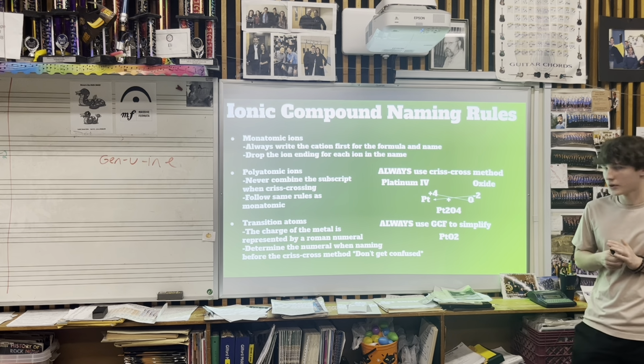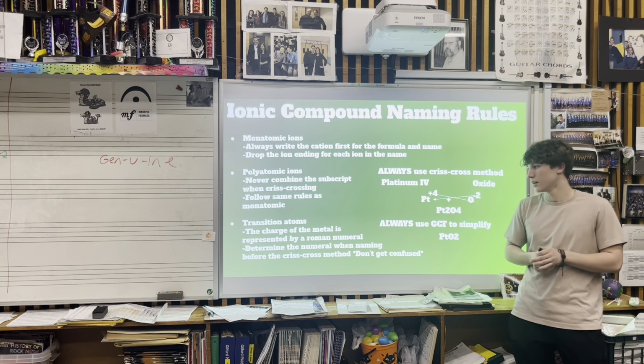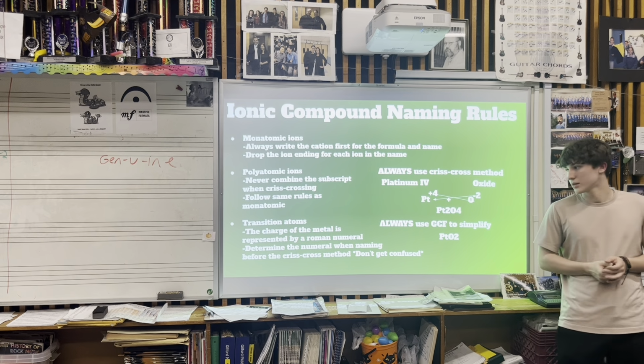Monatomic ions: you must always write the cation first for the formula and name, and always drop the ion ending. Like here, platinum 4 ion and oxide ion. Just drop those and combine them for the name. And then for polyatomic ions, never combine the subscript when crisscrossing, and I'll get into that in a second. And also follow the same rules as monatomic ions.